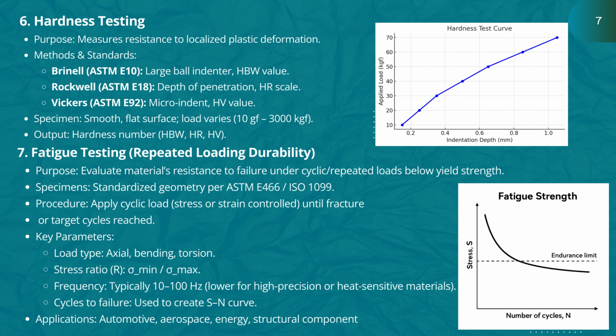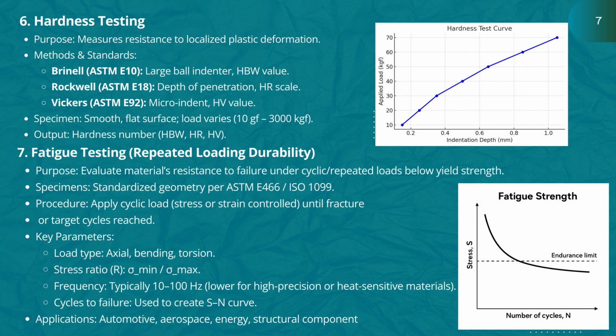The type of loading. This could be axial, bending or torsion. The stress ratio, which is the minimum stress divided by the maximum stress. Frequency, typically 10 to 100 Hz, but lower for precision or heat-sensitive materials. And the number of cycles to failure, which is used to plot what we call an SN curve.